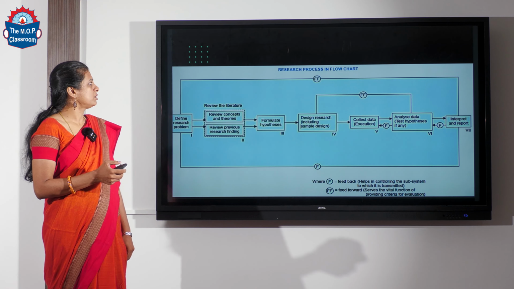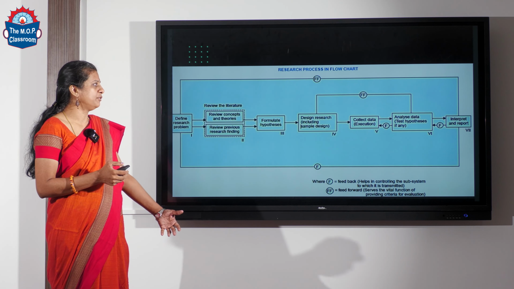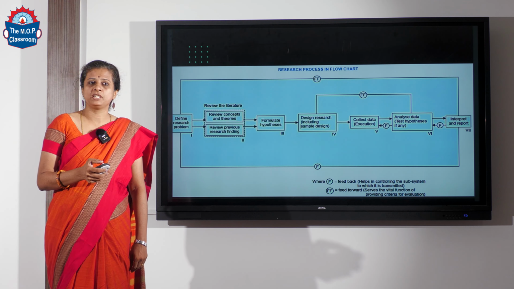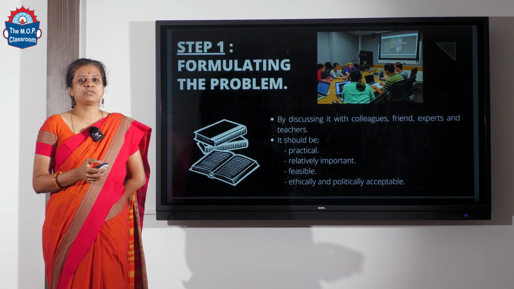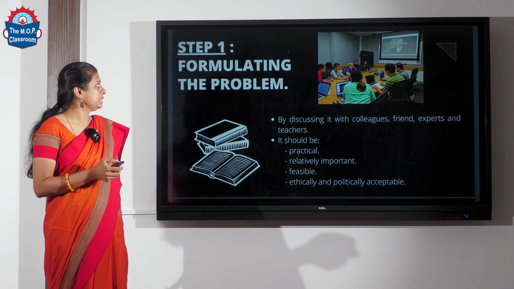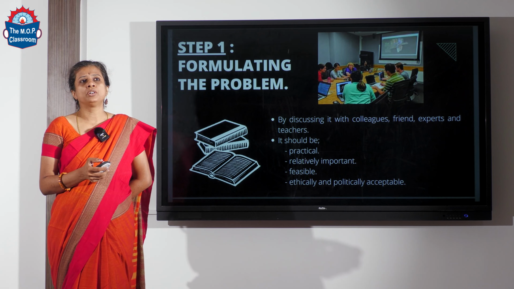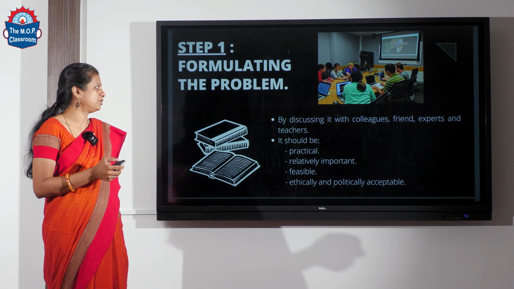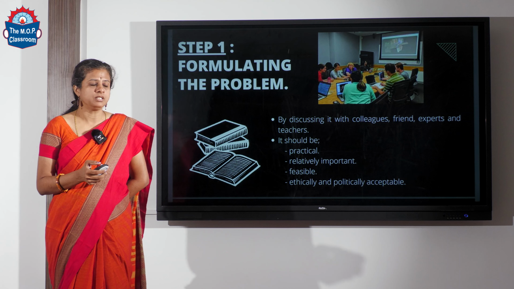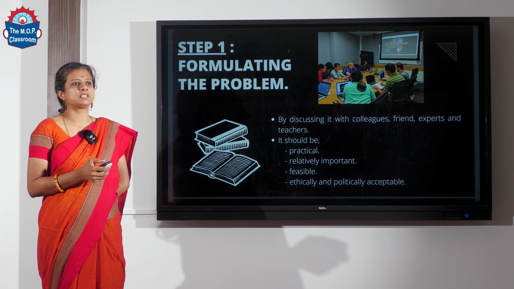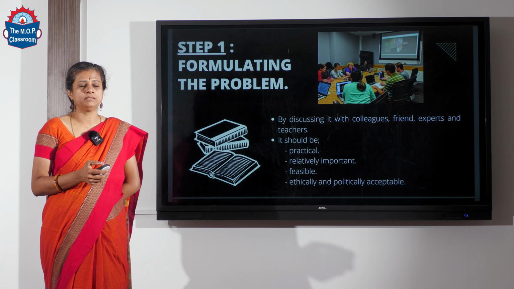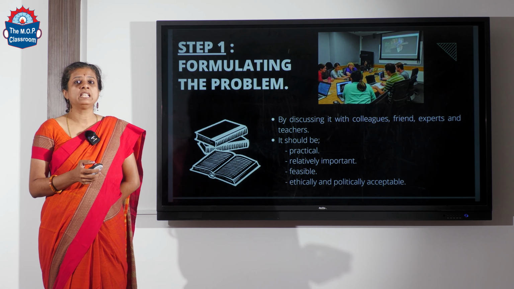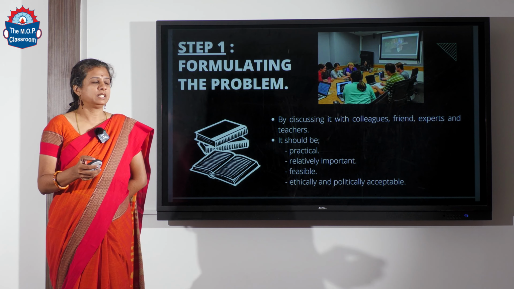Now, the whole snapshot of the research process is depicted in the flow chart here, starting from the definition of the research problem and up to the interpretation and report writing. Now, to see the research process in detail, the first step is formulating the research problem. Formulation of research problem has to be done in consultation with colleagues, experts in the subject, other teachers, friends, etc. The most important consideration we have to give while formulating a research problem is that we have to be making it practical, relatively important, feasible, ethically and politically acceptable.